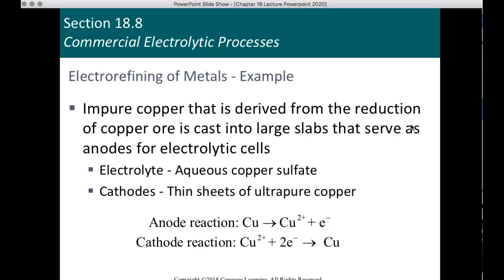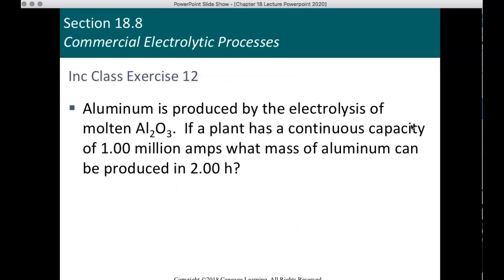Okay, another commercial application of electrolysis is the electrorefining of metals. What they do is they'll take a metal that is present in an ore, and they'll find a way to melt the ore, and they will then pass a current through the melted ore, and it's possible to plate out the pure metal. And we're going to go through an example of that as well in class exercise number 12.